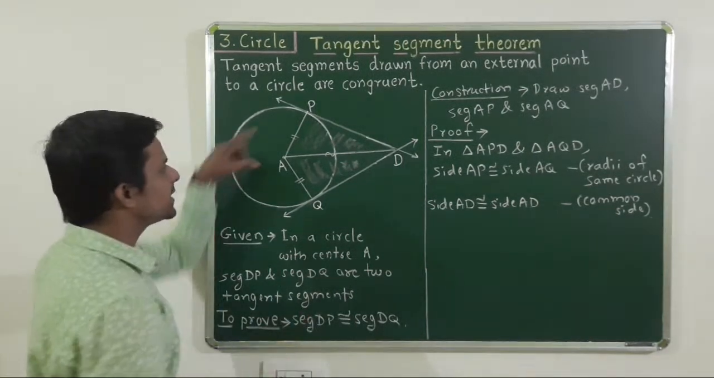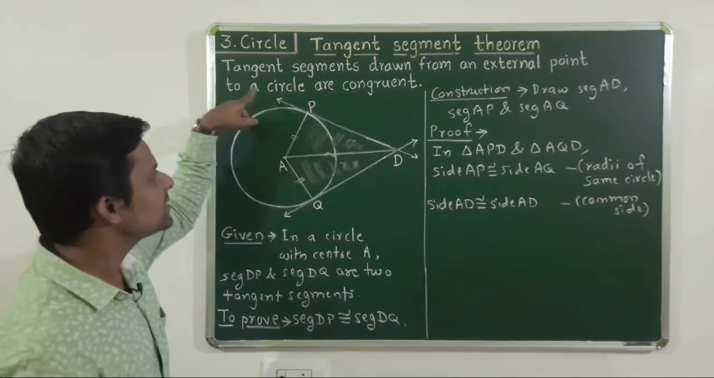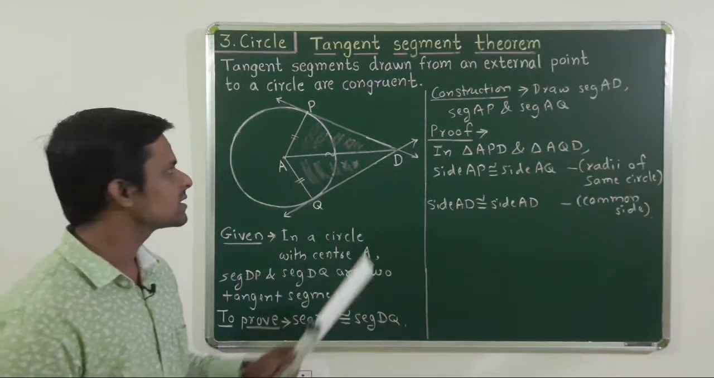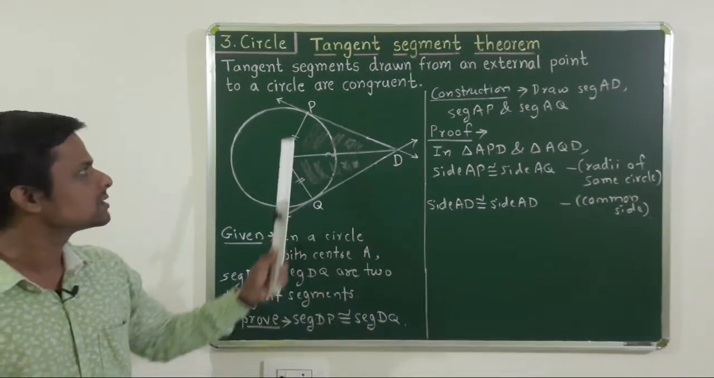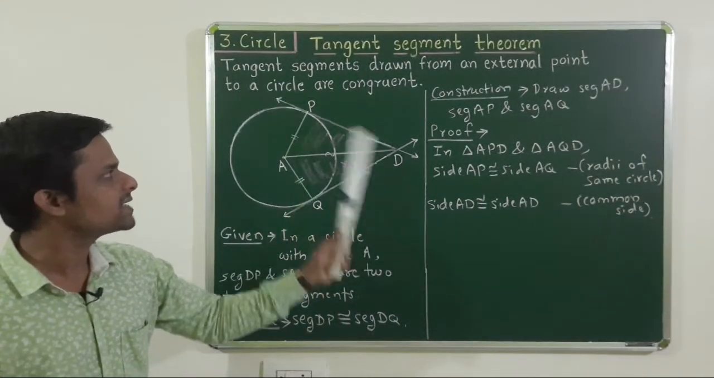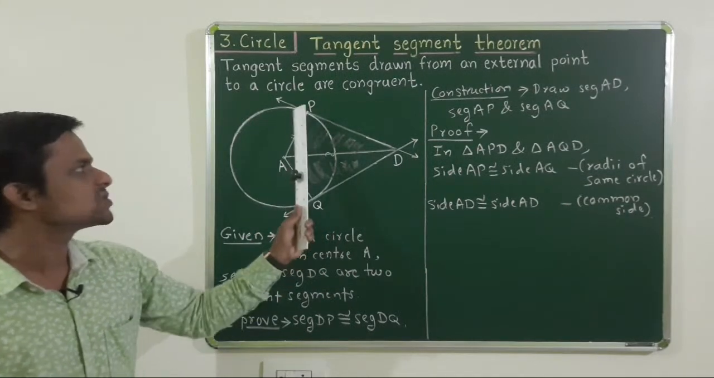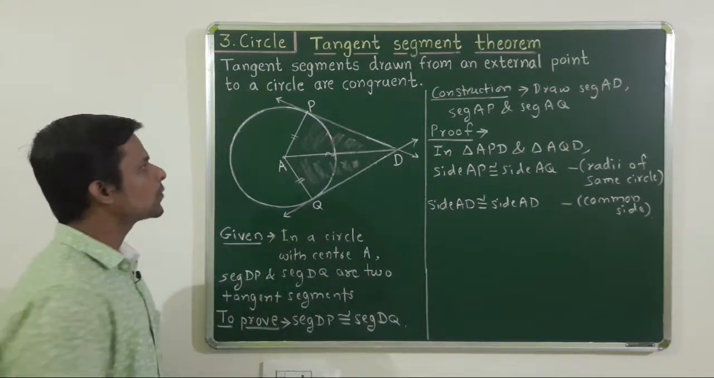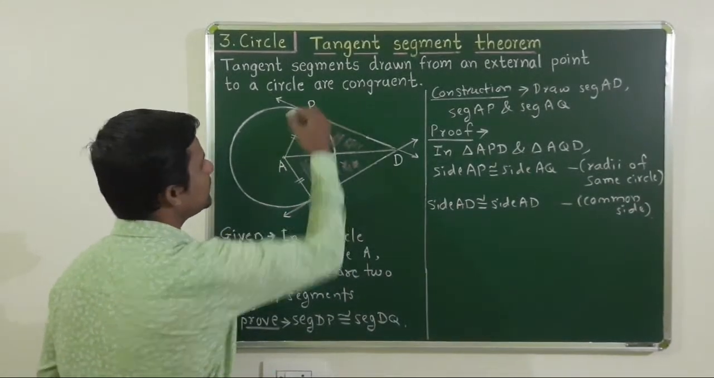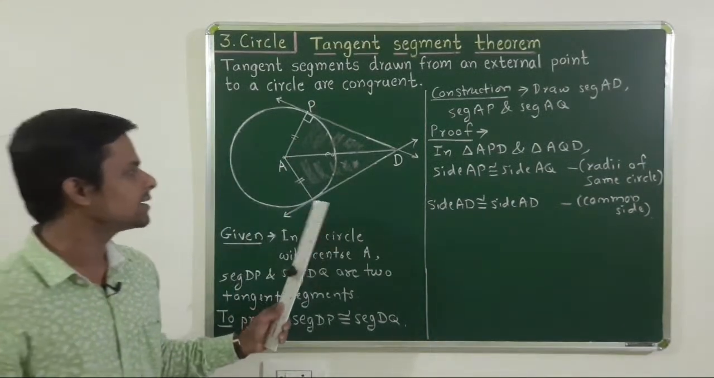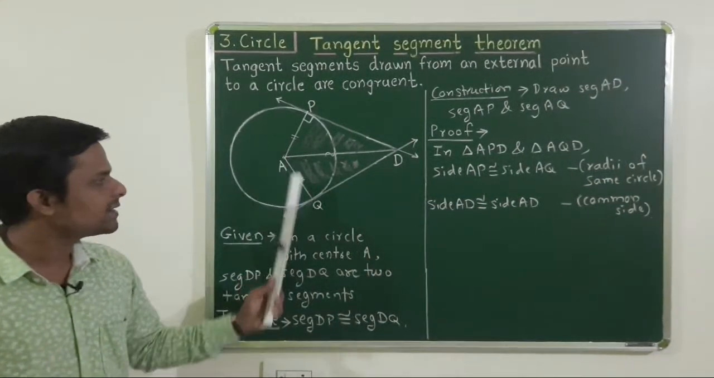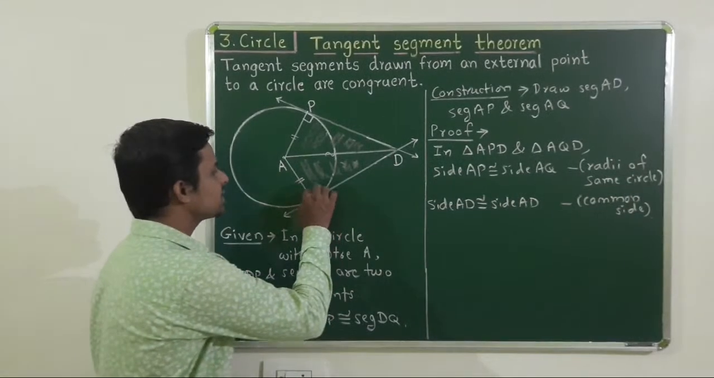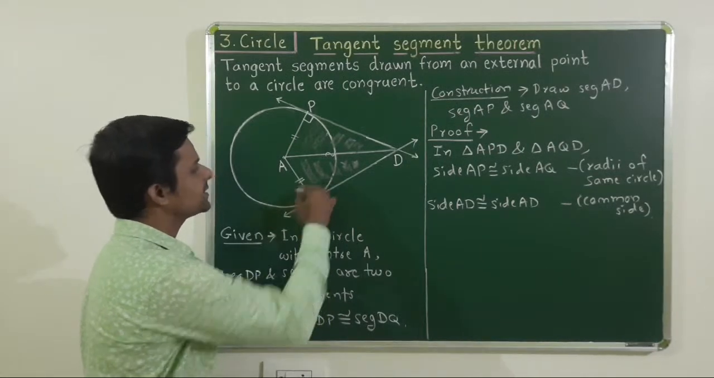For that, observe radius AP and this line is a tangent and point P is the point of contact. By using the tangent theorem that you have learned during the previous session, the angle between radius and tangent is 90 degrees, means the radius is perpendicular to the tangent at the point of contact. Therefore, angle APD is 90 degrees. Similarly, DQ is a tangent and AQ is the radius. Therefore, the angle between tangent and radius is a right angle, or 90 degrees.